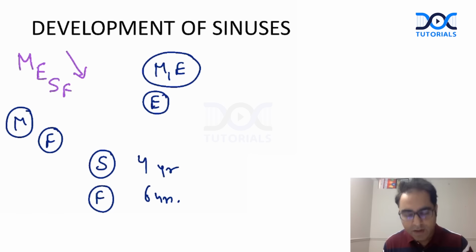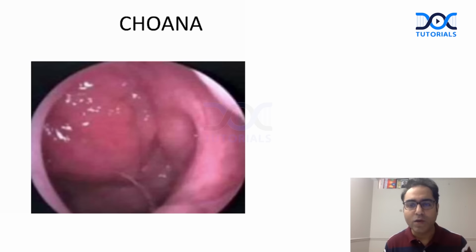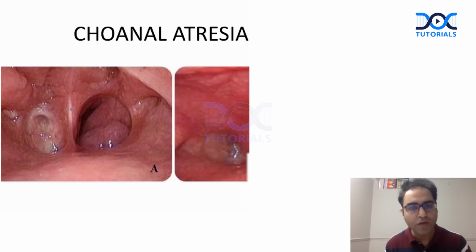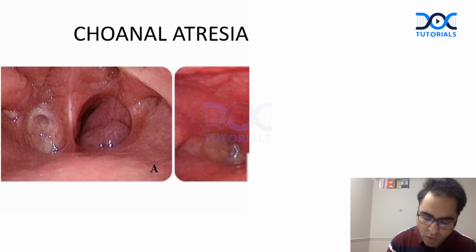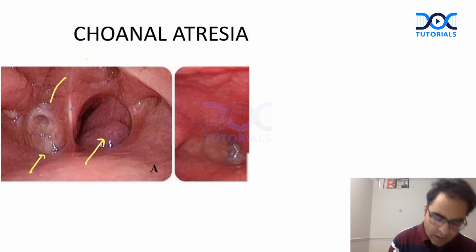Okay? Next question. What is choana? Choana is the posterior opening of the nasal cavity, not concha. Concha is the bony part of the turbinates. Choana is the posterior opening of the nasal cavity. Sometimes the choana may be blocked. Can you see over here? You can see over here the choana may be blocked. This is the normal choana. And in this case, you can see this is the case of choanal atresia.